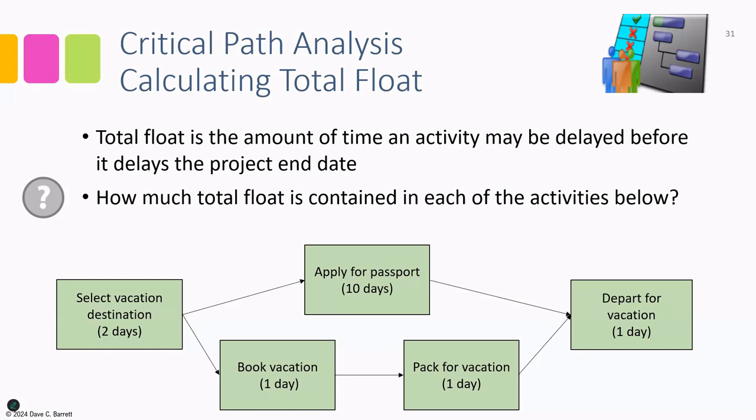Now, why is it important to know the amount of total float? Why is this even being talked about? Well, during the execution of the project, often it's important to understand, if an activity is delayed, will that affect the end date? Is that important or not? So let's say hypothetically we've selected our vacation destination, and we have two activities that are going to start at the same time, passport and book vacation. Which should you start on? If you can only do one, which would you start on?